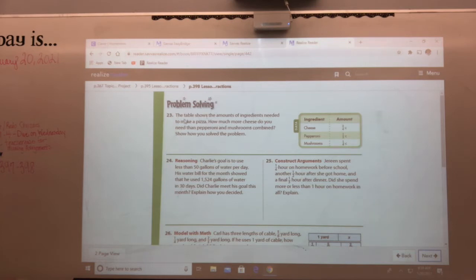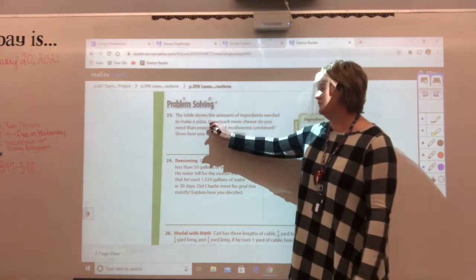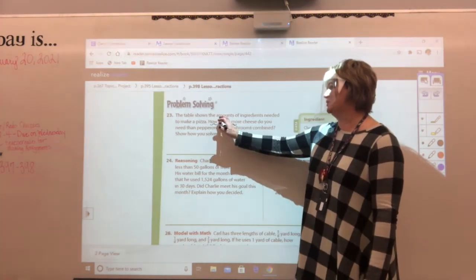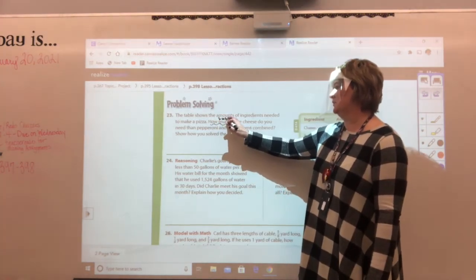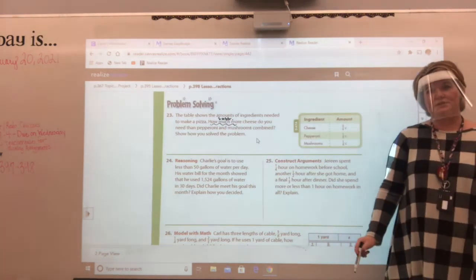Let's do number 23. The table shows the amount of ingredients needed to make a pizza. What ingredients do you use to make a pizza on this table? Cheese, pepperoni, and mushrooms. Okay, right off the bat it says 3 key words. What does "how much more" mean to do? Subtract. Oh, somebody said add. That's not true. It's subtract. Write subtract right there.